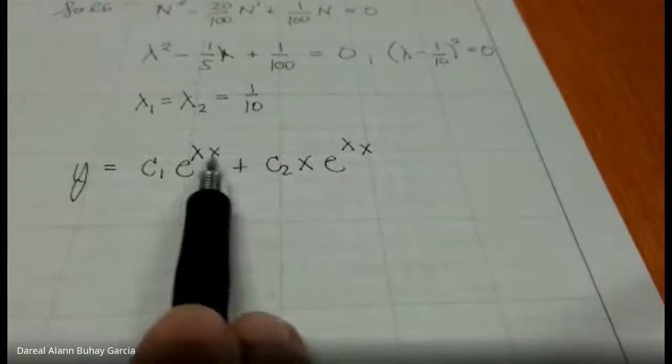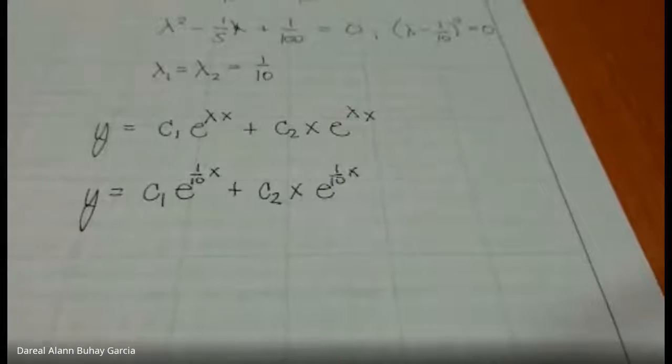For lambda 1 and lambda 2, the final answer would be y equals C1 e to the 1/10 x plus C2 times x e to the 1/10 x.